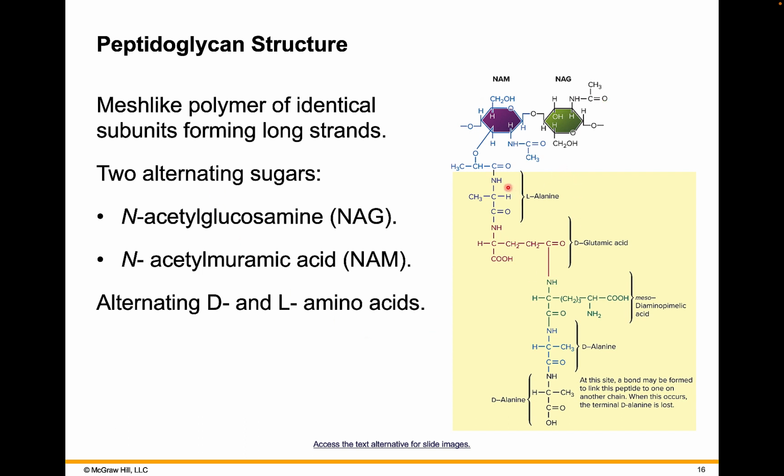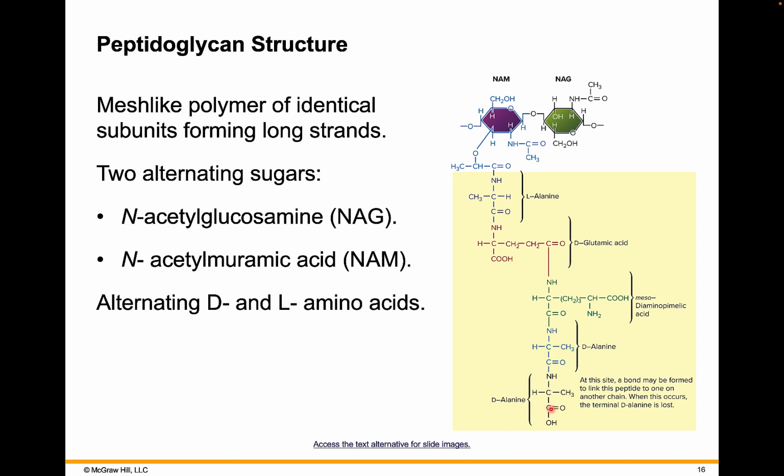Along with these basic structures, which are covalently bonded, you can see that they alternate: NAM, NAG, NAM, NAG, NAM, NAG. With the NAM, or N-acetylmuramic acid, you will have a side chain or stem. This stem contains a couple of different amino acids. The first one is L-alanine. The second one is D-glutamic acid. Then you have meso-diaminopimelic acid. Then you have D-alanine and D-alanine.